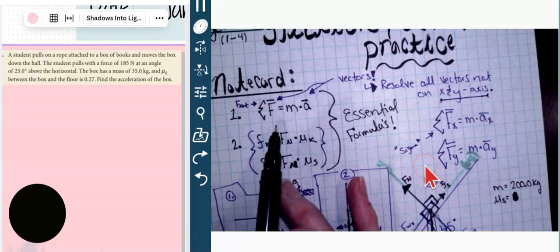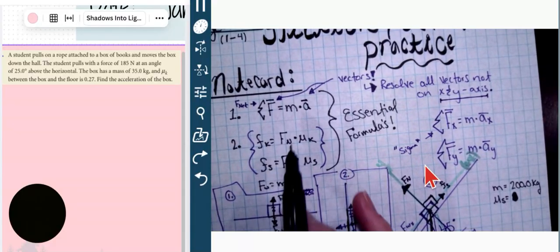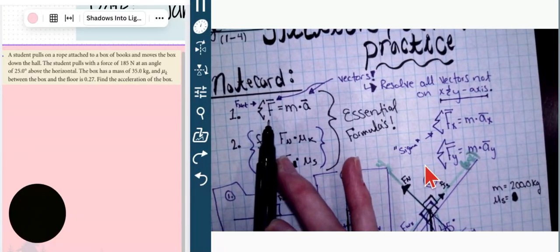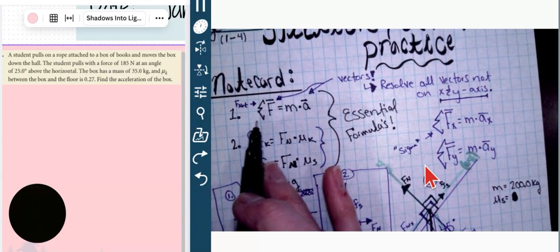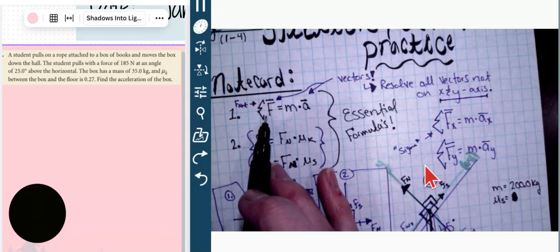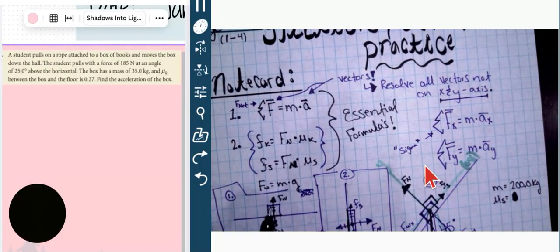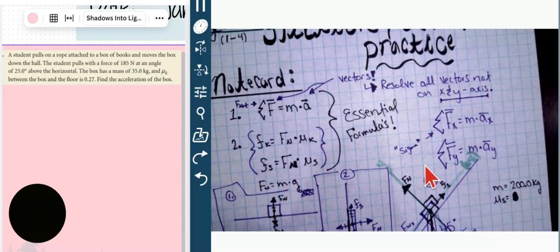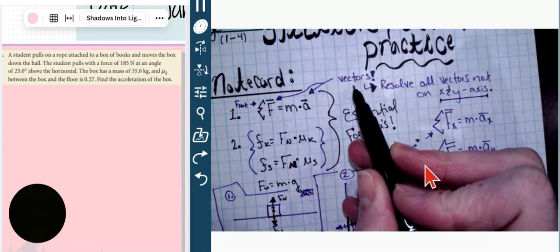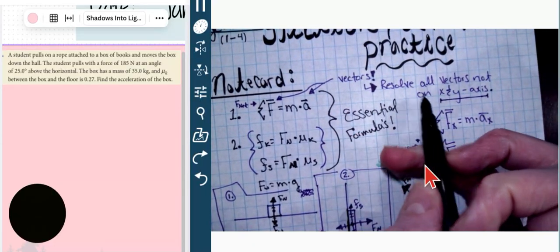Okay, so the equations that need to be on your note card: you need to have the summation of the forces equal to mass times acceleration. Remember, this is Newton's second law. Another way of writing this is that the force net is equal to the mass times acceleration. Remember that force and acceleration are both vector quantities. Therefore, the direction matters.